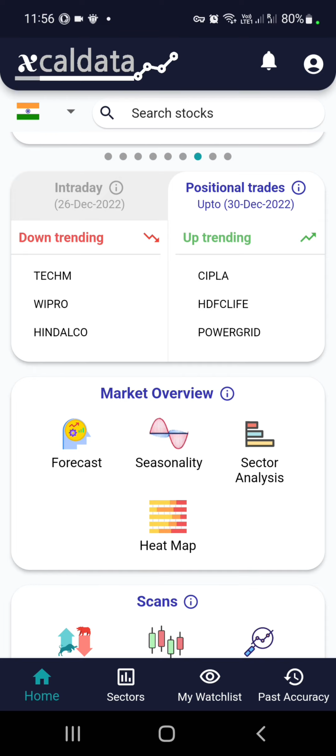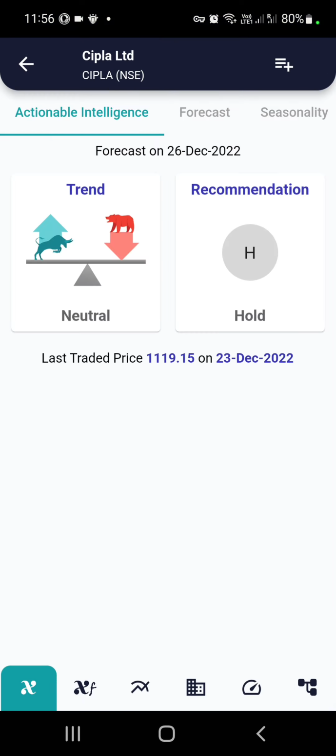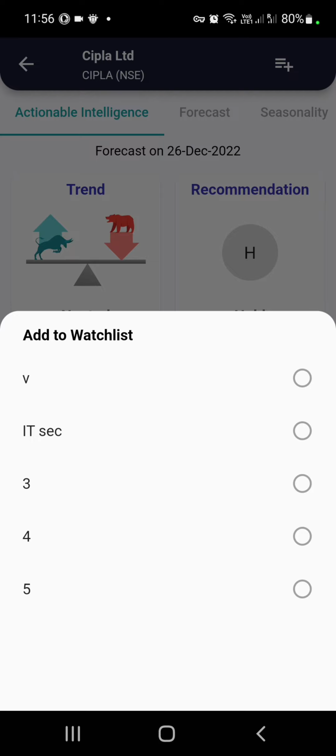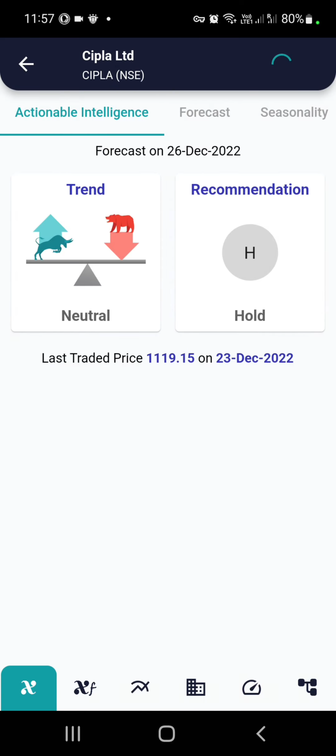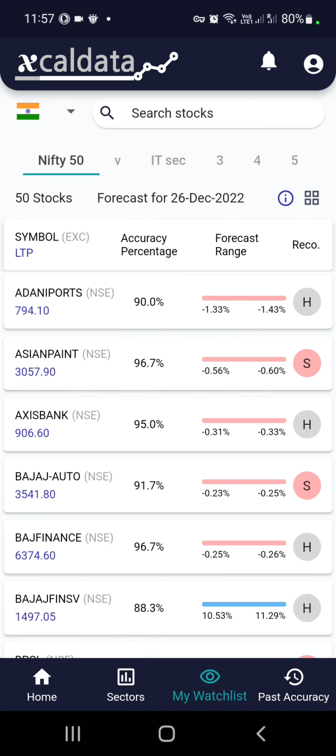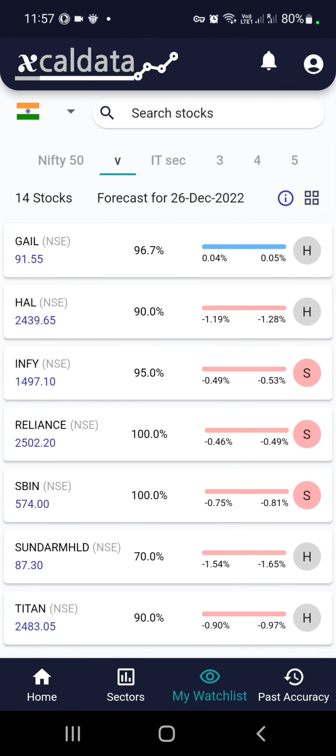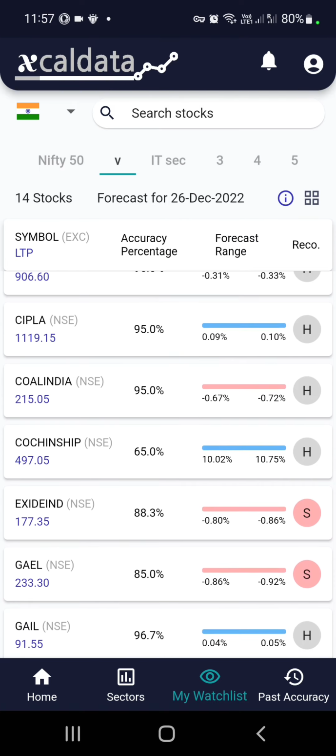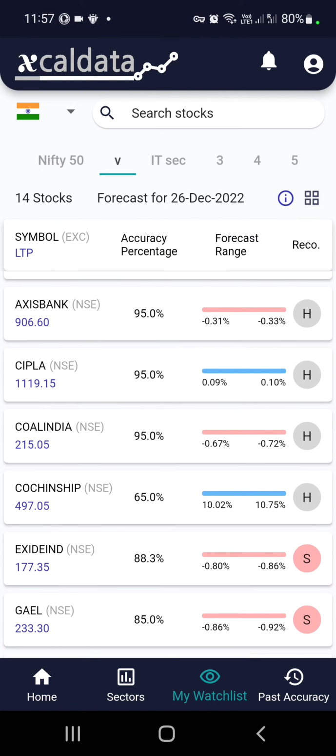And let's try and add the stock to a watch list. The moment you click the plus on the side on top, you would see the watch list pop up. Let's try and add it to the watch list called V, and if I apply, it will be added to the watch list, and you can move out. Let's go to the watch list. Let's go to V, and there is Cipla.